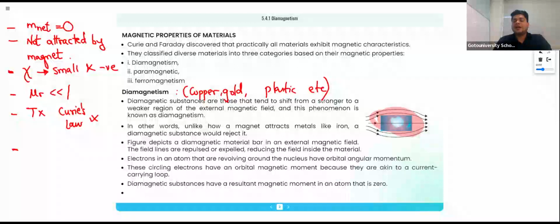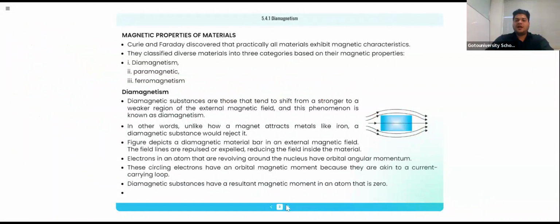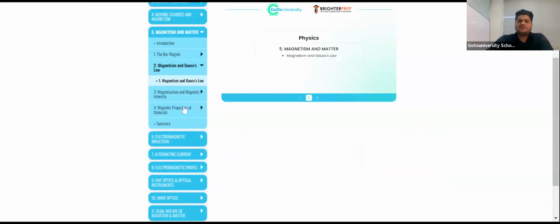And last property, when this material is kept in a magnetic field, the field lines will pass away from the material. What are the examples of diamagnetic material? Copper, gold, plastic, etc. Okay, now heading toward the next one. Next is paramagnetism. Same 6 points.